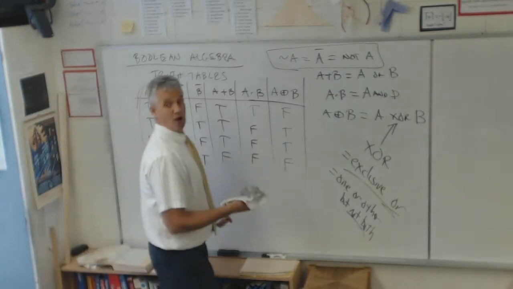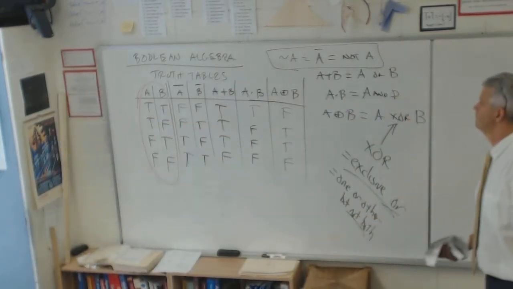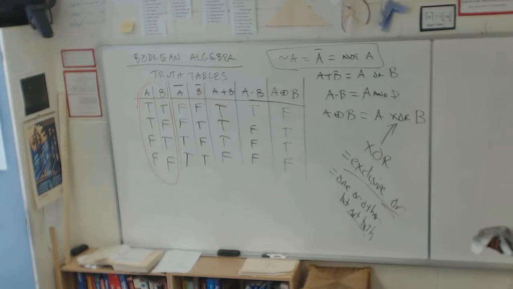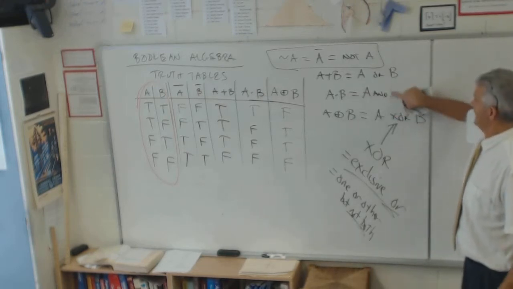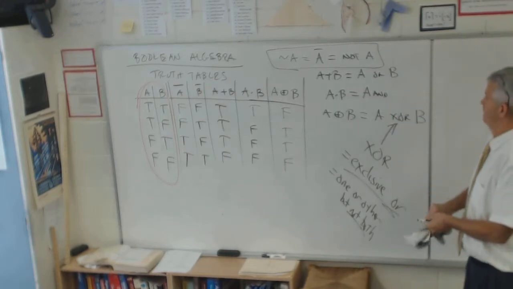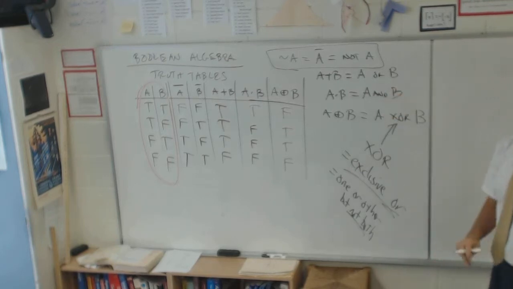So I'm going to add one more column here. Where it says A times B equals A and what is that? A times B says A and B. It should be a B. Oh, thanks for fixing that. A and B, A and B.